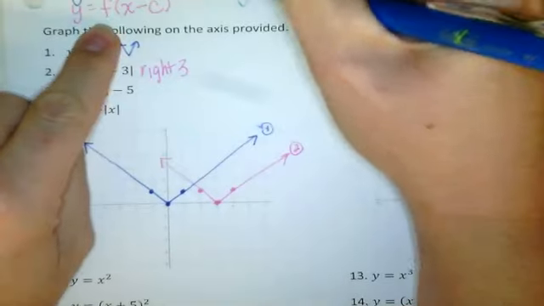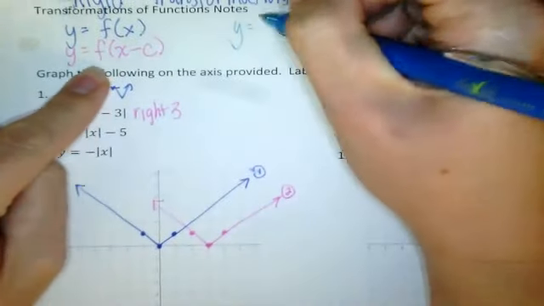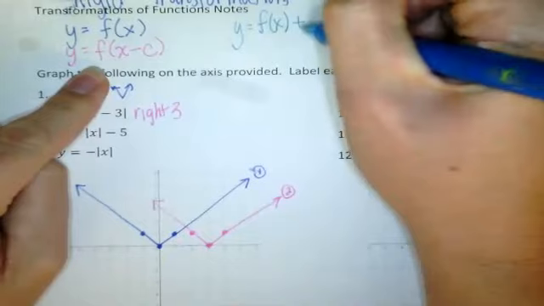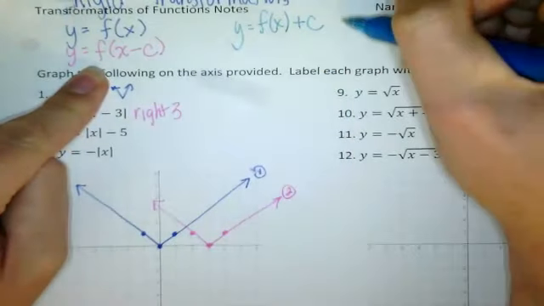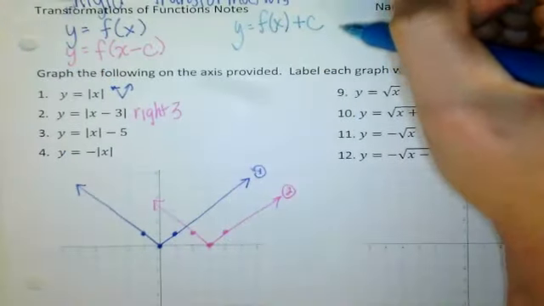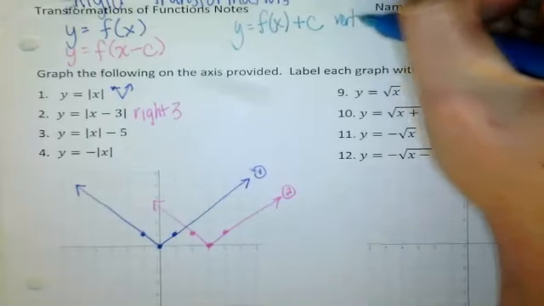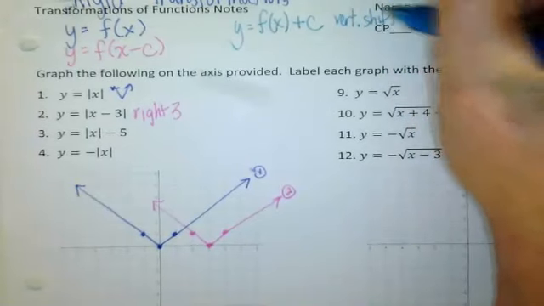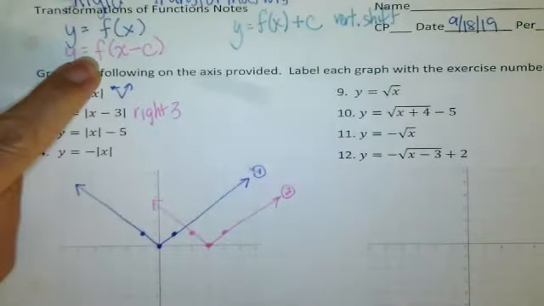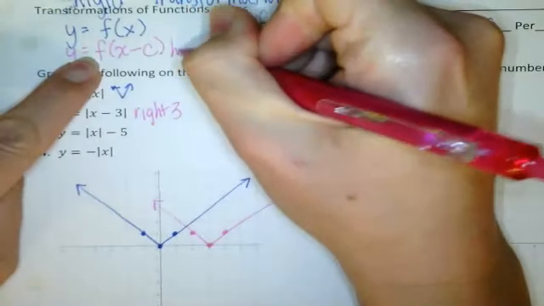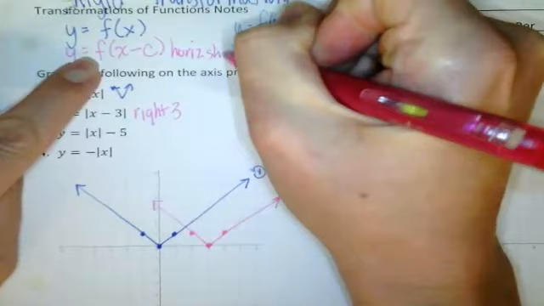So when we see something on the outside, such as y equals f of x plus c, that's going to be a vertical shift. Let me write that down. Vertical shift. When the c is on the inside, it's a horizontal shift.